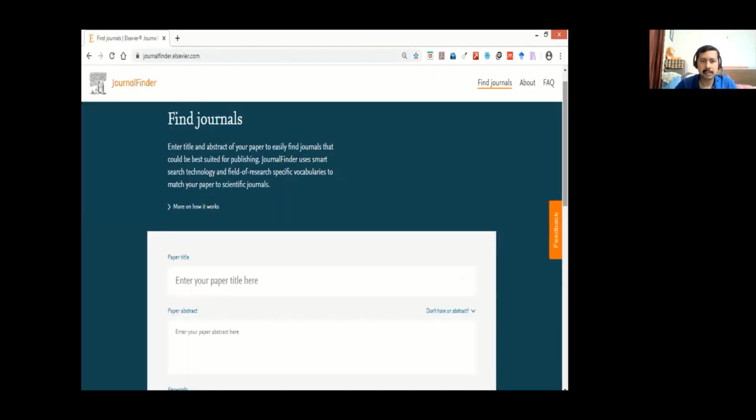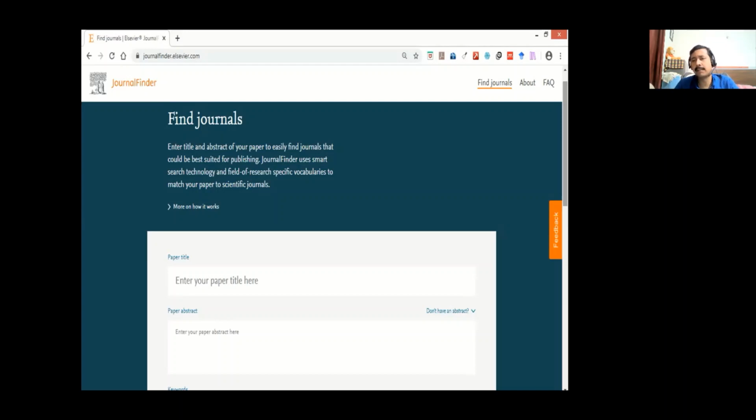Apart from the earlier mentioned sources, the publisher-specific journal finder service can also be used in case you are ready with a title and an abstract. Journal finder service by Elsevier is a very useful service. Enter the title of your paper and the abstract and click on the submit button, to allow journal finder service to find the journals best suited based on the content of your title and abstract.